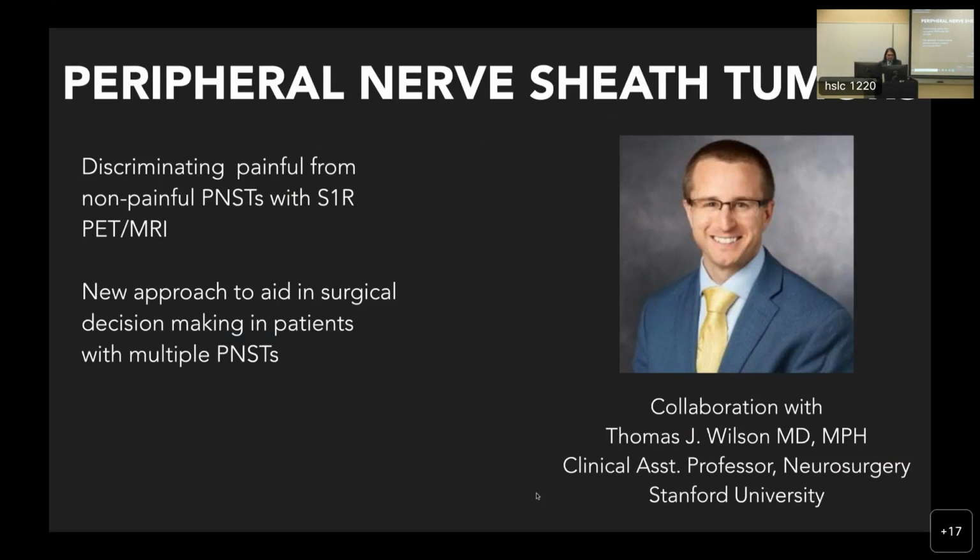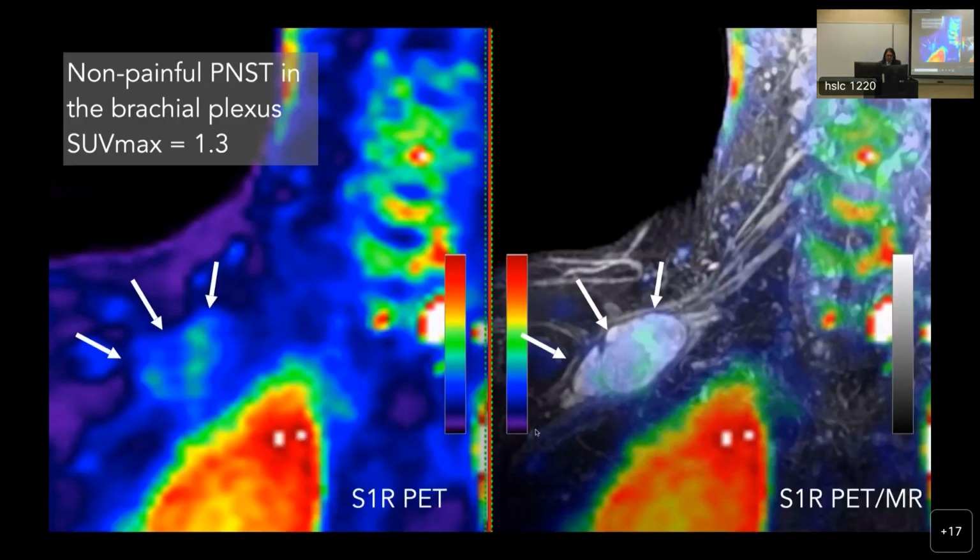Peripheral nerve sheath tumors, as I mentioned, patients with multiple peripheral nerve sheath tumors is a diagnostic challenge in terms of determining which ones are painful and non-painful. So Dr. Wilson here, who I worked with for a number of years, has now implemented this tracer, the sigma-1 receptor ligand, to see if you can distinguish painful from non-painful. Here's some of the images we've obtained.